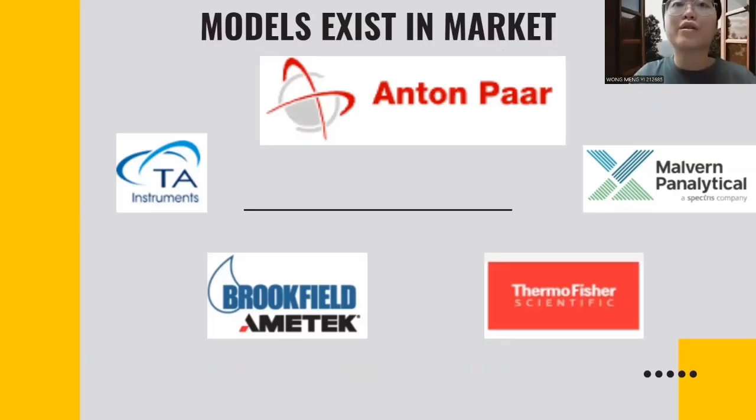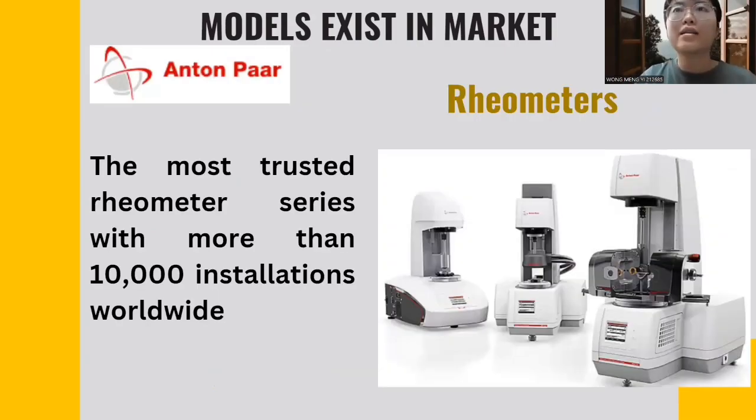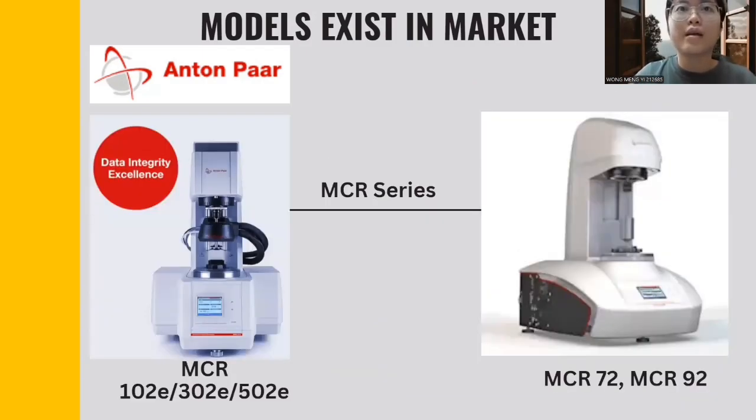Now let me introduce you to 5 common brands and models that exist in the market. Next slide. So the first widely known rheometer is Anton Paar, which is an Austrian company. It is the most trusted rheometer series with more than 10,000 installations worldwide. Next. Where they have the MCR series, and here are 2 examples.